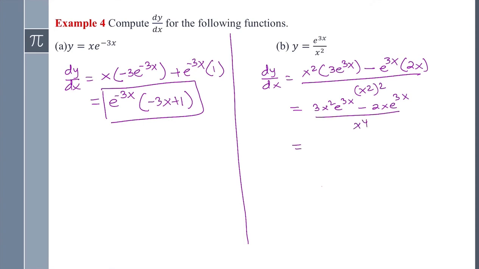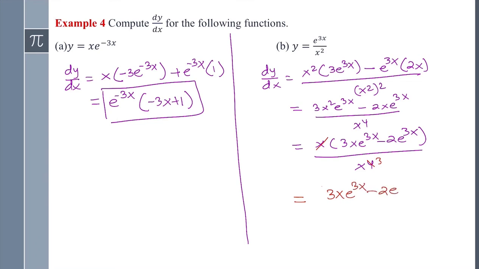Now if we factor out x from the numerator, we get x times 3x e to the 3x minus 2 e to the 3x, divided by x to the fourth. So we can cancel one factor of x from the numerator and the denominator. That gives us 3x e to the 3x minus 2 e to the 3x over x cubed. So this is the derivative of the given function.